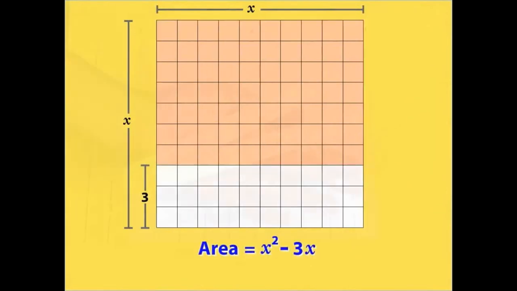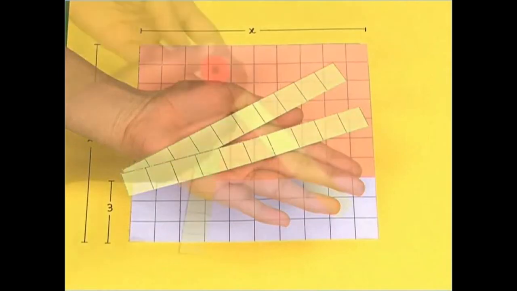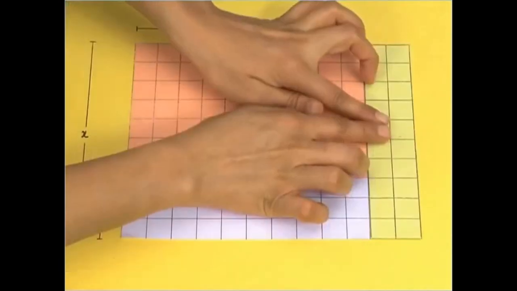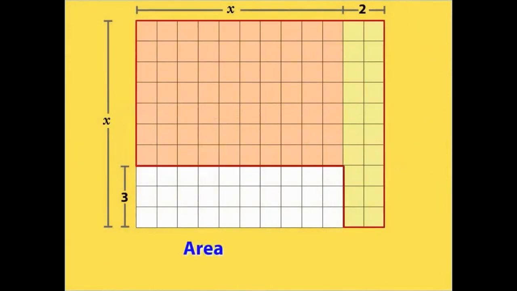Now take 2 yellow rectangular strips to represent 2x and paste them to the right of the square grid as shown. Now the orange and the yellow area represents x square minus 3x plus 2x.